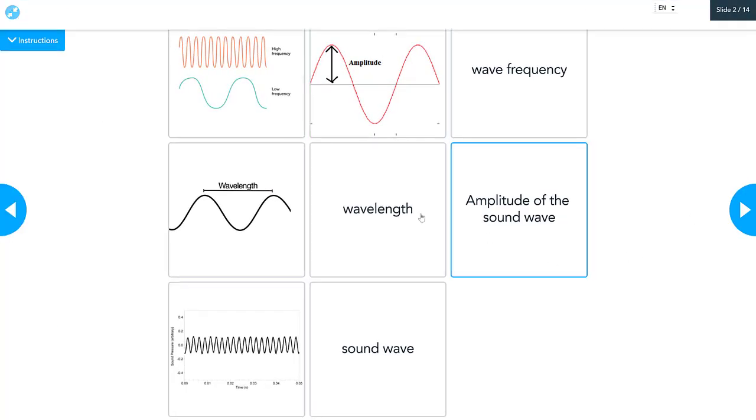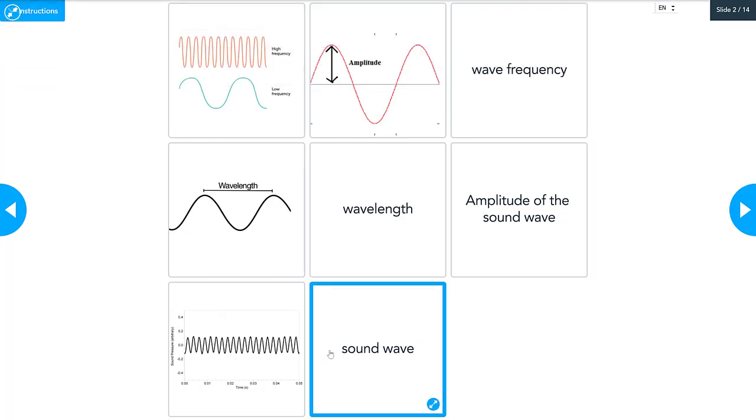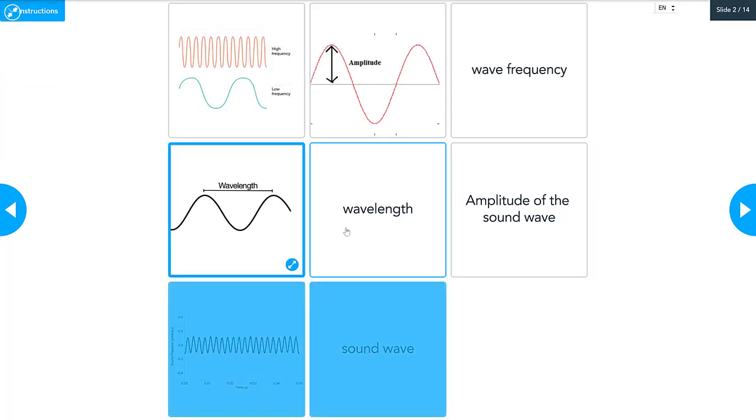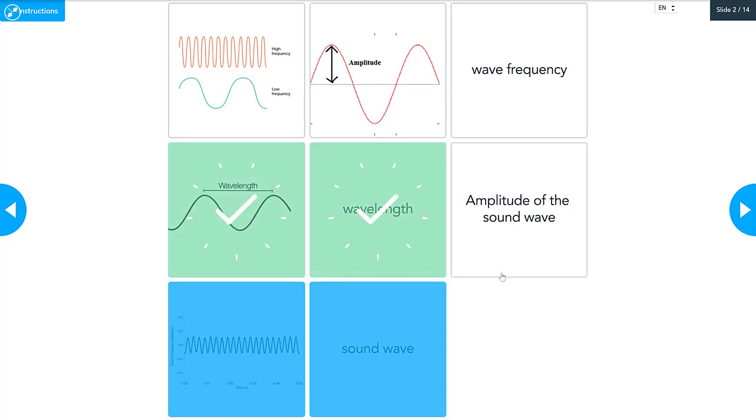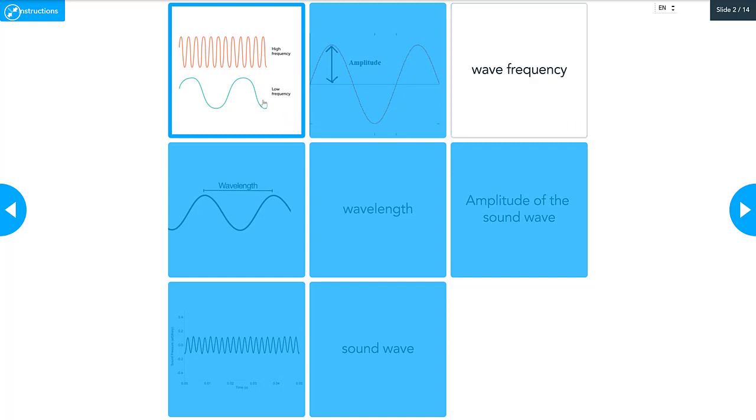Let's begin with a warm-up activity about the different parts of a sound wave. So this one is a sound wave, and this one is a wavelength, because it is the distance between two crests. And now what about the amplitude of the sound waves? This one represents the amplitude of the sound wave, and this picture represents how many cycles or repetitions we have in different sound waves. So it's about wave frequency.